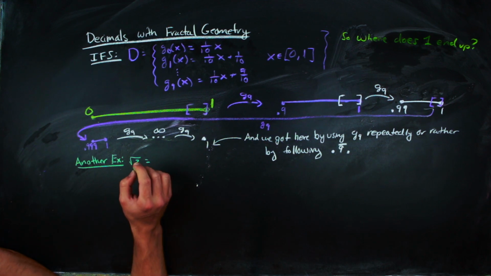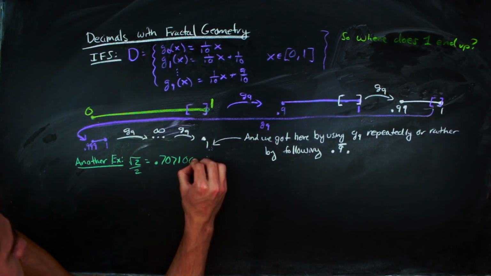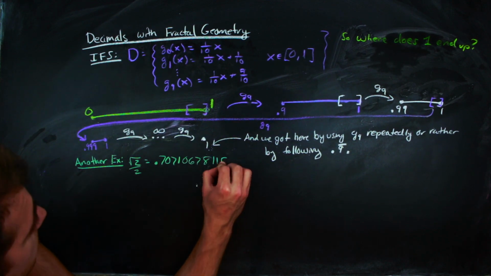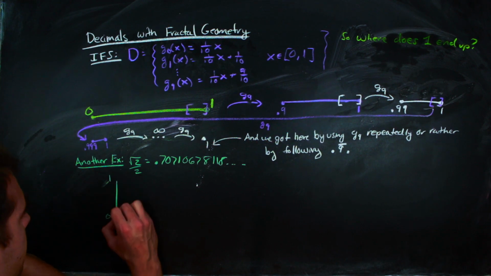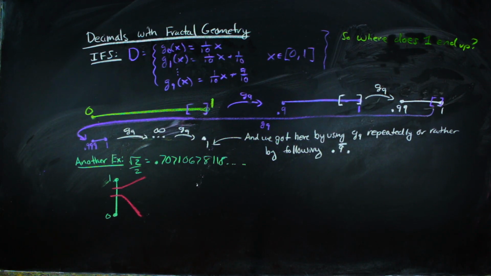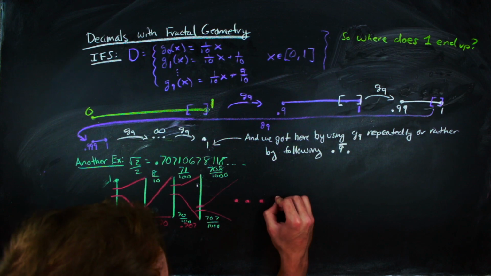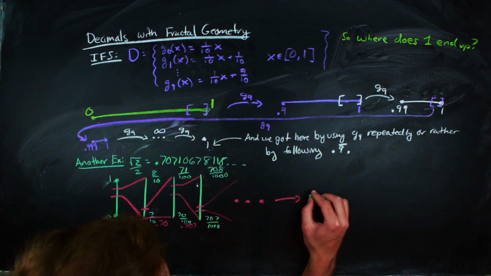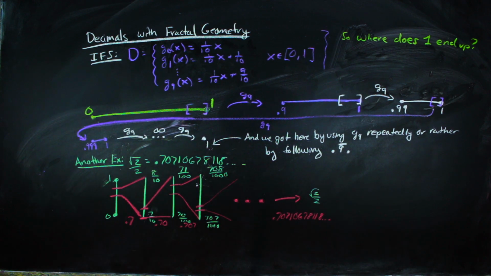So for example, let's say we have the square root of 2 over 2. Now if we plug that into a calculator, it'll spit out the decimal expansion 0.70710678118 and so forth. And so we would apply the 7th function from our iterated function system first, and then the 0th function, and then the 7th function, and then the 1st function, and then the 0th function, and then the 6th function, and so forth, to end up at the position of the square root of 2 over 2.